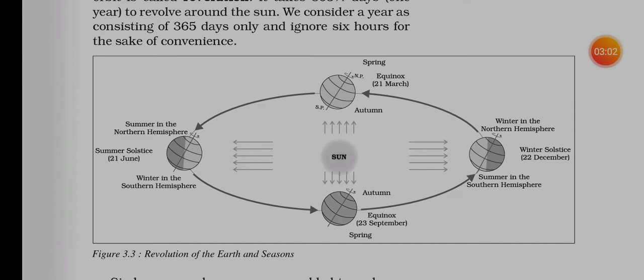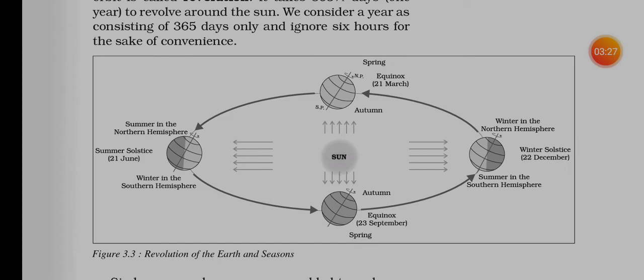After 6 months, the Tropic of Capricorn receives direct sun rays. The South Pole tilts towards the sun so that a large portion of the southern hemisphere gets light. Summer in the southern hemisphere comes with longer days and shorter nights. The reverse happens in the northern hemisphere.